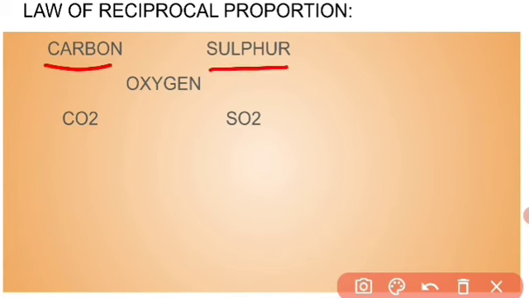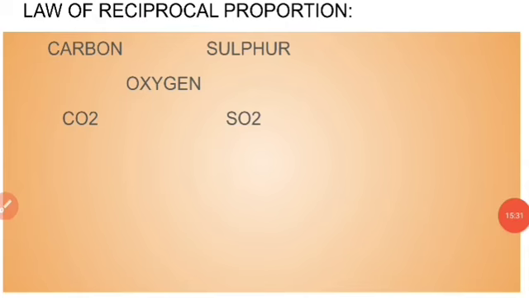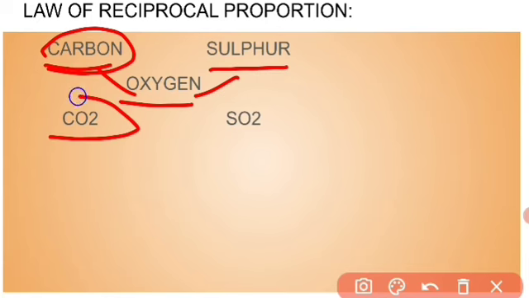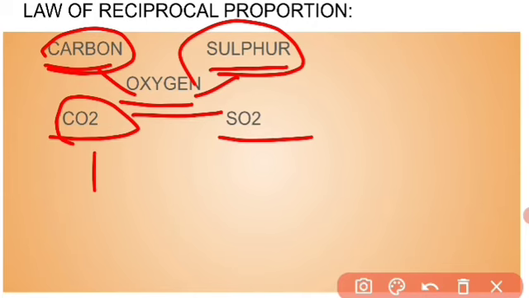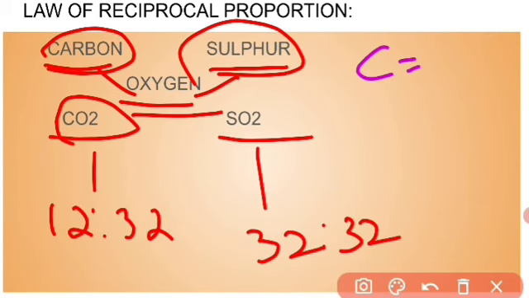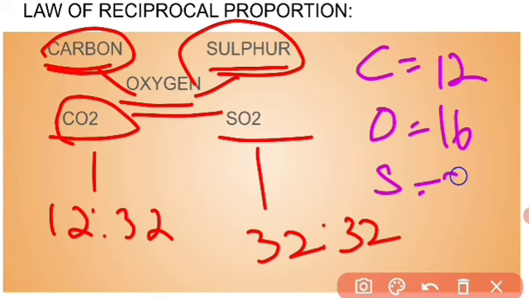If we are taking carbon and sulfur, which are combining with oxygen. If we combine carbon and oxygen, we will get one compound, that is carbon dioxide, and sulfur and oxygen you will get sulfur dioxide. Now if you solve carbon dioxide, you already know 12:32 you will get. Here you will get 32:32. Carbon we already know it is 12, oxygen it is 16, and sulfur it is 32.